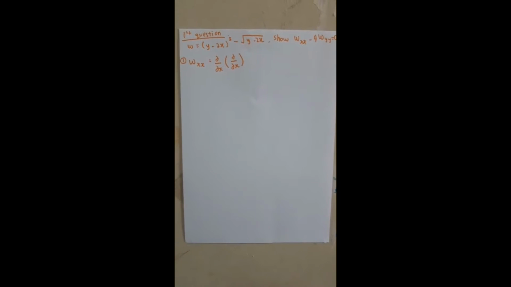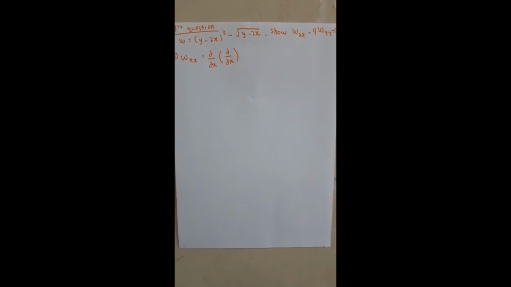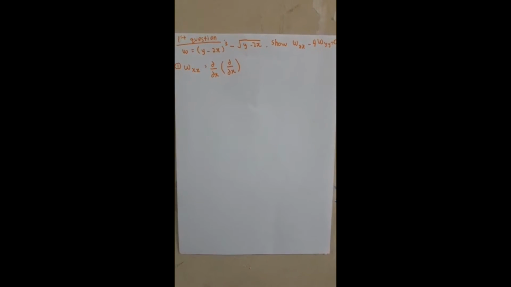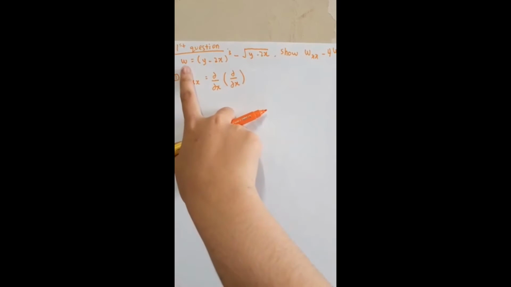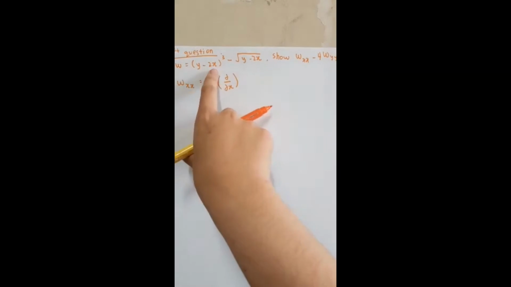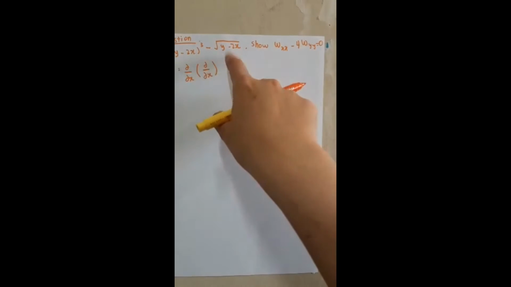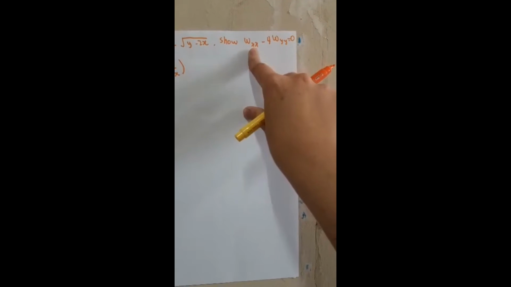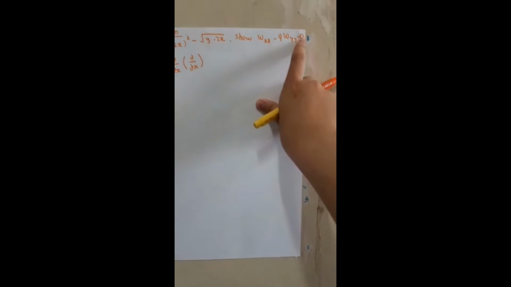Okay, so hey guys, we're back to the partial derivative question. This is not an example after all, this is a question in the lecture notes. The question is, given w equals (y minus 2x) to the power of 3 minus square root of (y minus 2x), it asks us to show that wxx minus 4wyy is equivalent to 0.